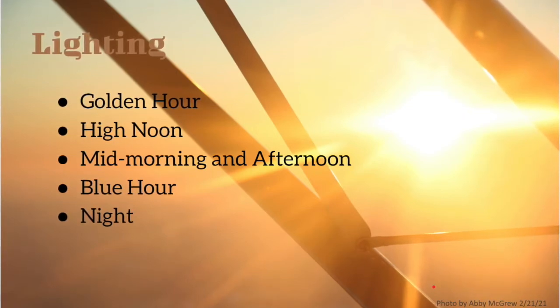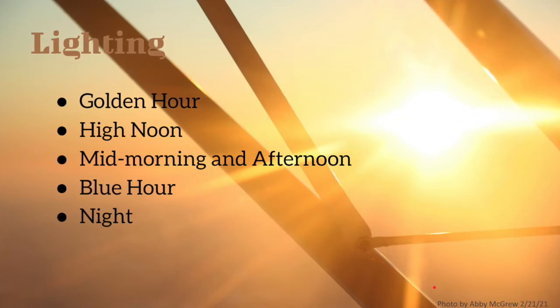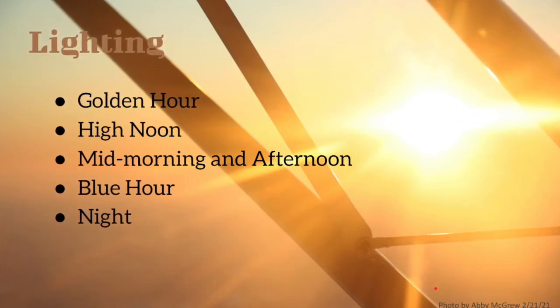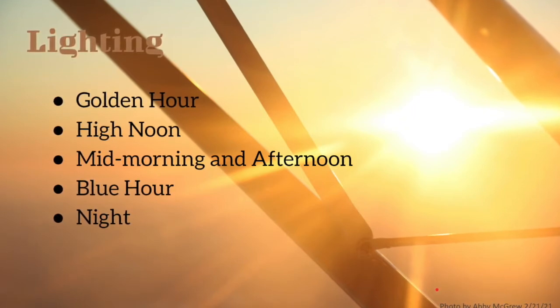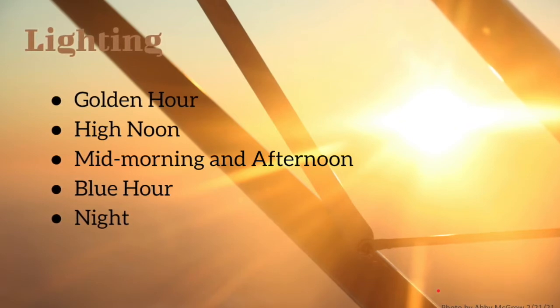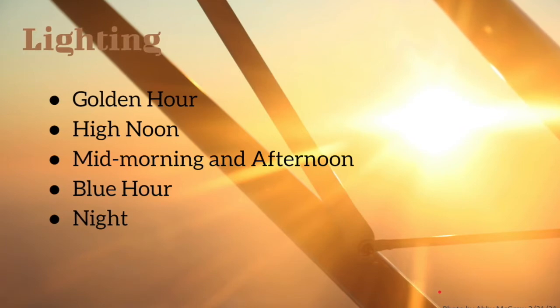High noon. This is when the sunlight shines directly down, making the subjects flat and plain. Photographers do not prefer this time when taking pictures. However, it can be good for taking pictures of reflective surfaces such as glass and water. The light penetrates deeper.